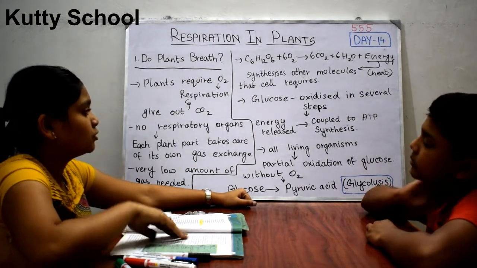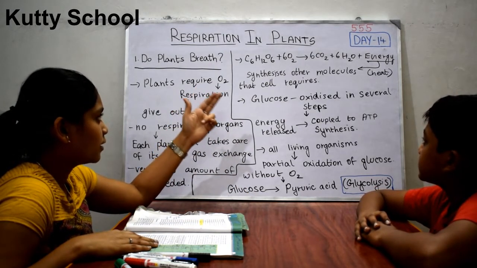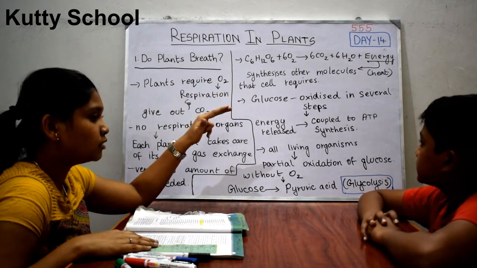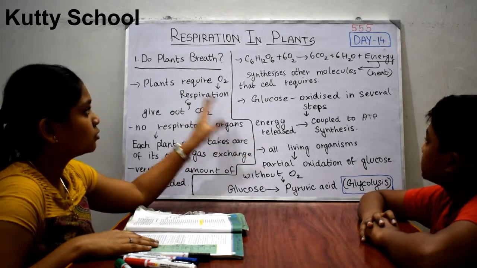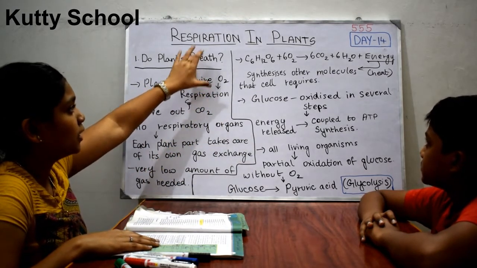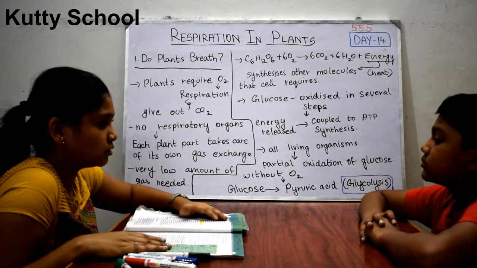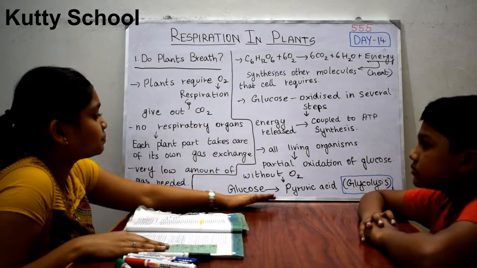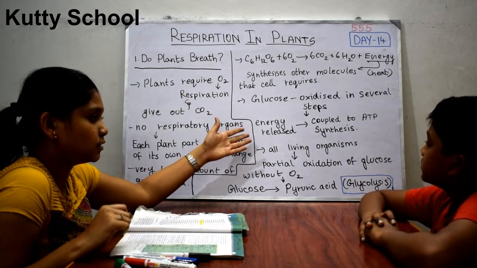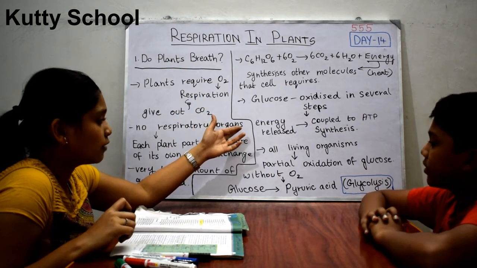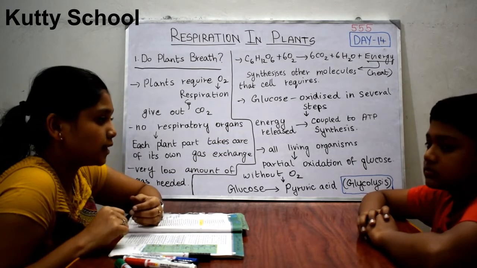For that, glucose should be oxidized. Glucose should be reacted with 6 molecules of oxygen to bring out energy. Glucose is oxidized in several steps. We have written C6H12O6 plus 6O2 as one reaction, but for this reaction to happen, several reactions occur. The energy released is coupled to ATP synthesis, adenosine triphosphate. This energy is bonded in ATP, and whenever needed, this ATP is used in plants.